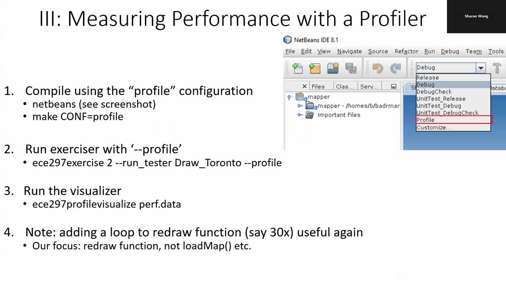So the last option, instead of manually doing this inside the debugger, we can use the profile option in the ECE297 exercise script. And then we have the profile visualizer to visualize where time goes. In this case, we have to compile using the profile configuration, even if it's not as accurate as release, because somehow the profile won't work correctly.